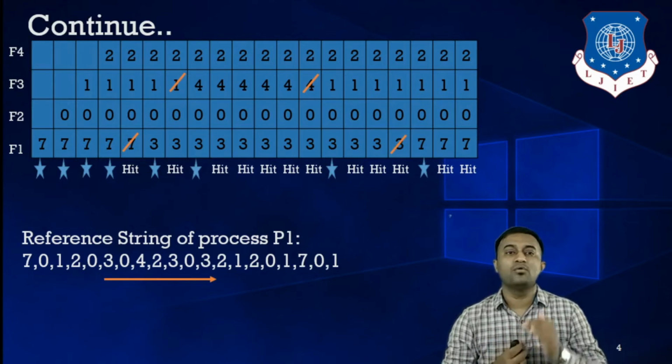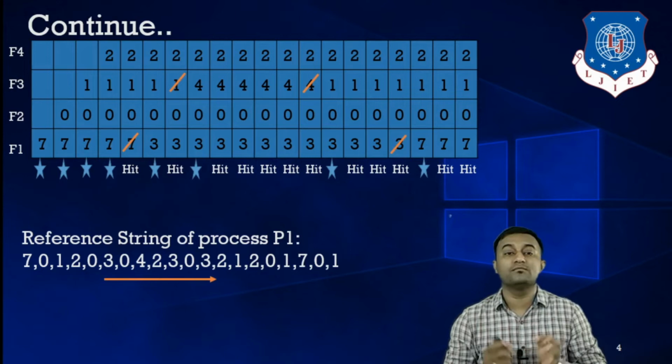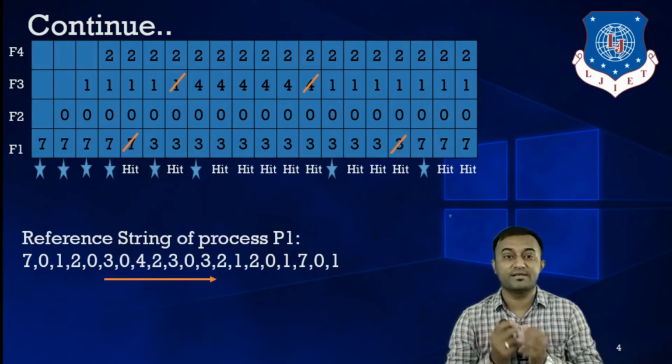Okay. Now all the frames are full. Now if any particular page is demanded by the CPU, in that case we need to do a page replacement if that page does not already exist in main memory. So in this case, the optimal page replacement algorithm works. So how it works, let us discuss.